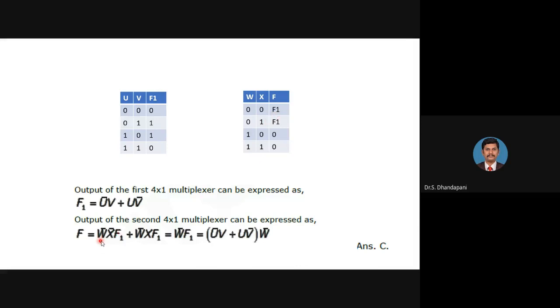So I'm writing W bar X bar corresponding to 0, 0 into F1. So the output is F1 plus, next case 0, 1, W bar X into F1. The remaining two cases are 0, no need to write. We are forming the SOP form. So by simplifying this, we can take W bar F1. We can substitute the value of F1 in this equation. So we will get this equation. If you see this equation, the answer is C out of the 4 possible answers given.